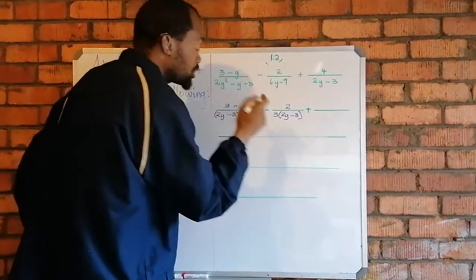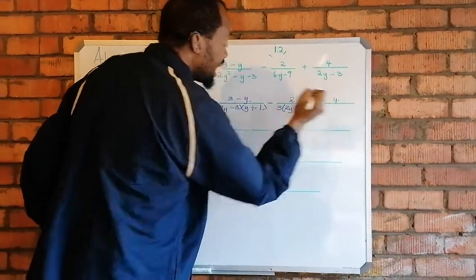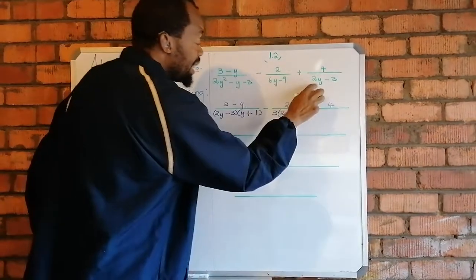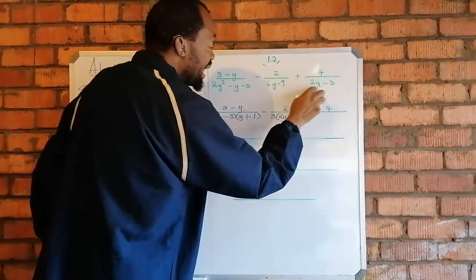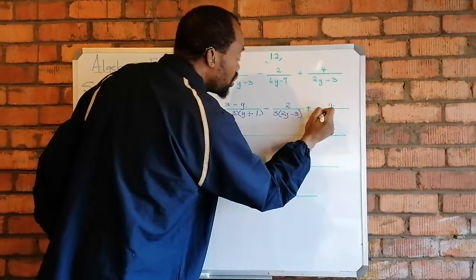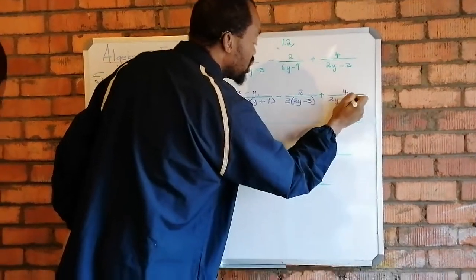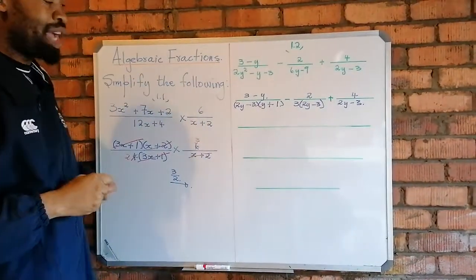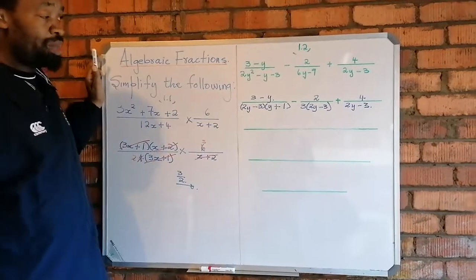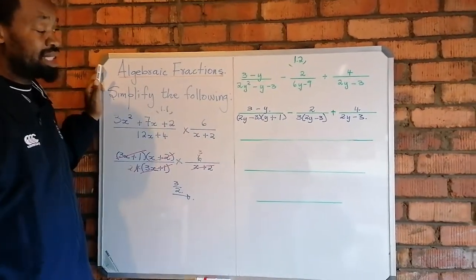We move to the next one. It's a 4 there. Right there, there's absolutely nothing that you can do. There's no common factor there. It's a binomial. You write it as it is.